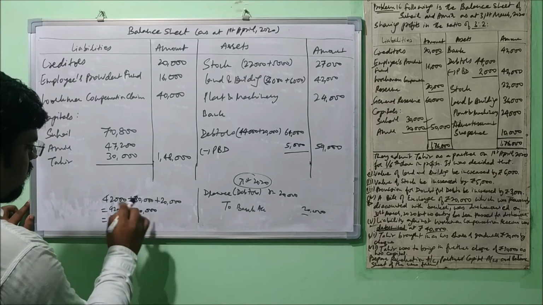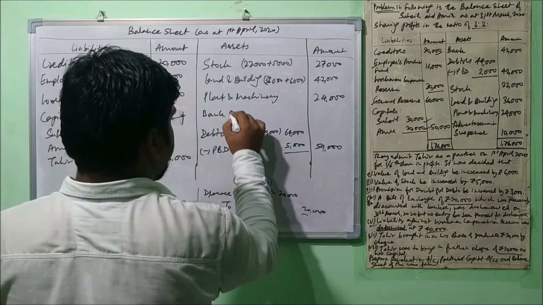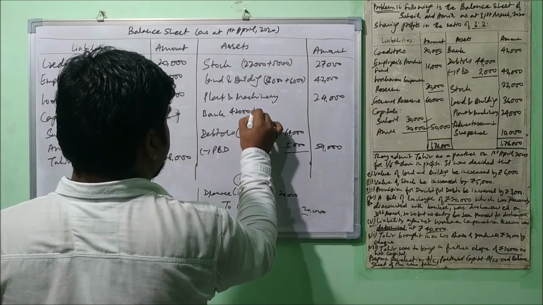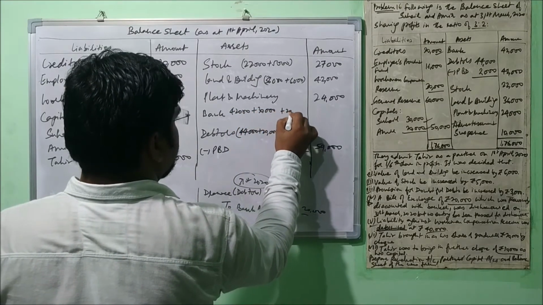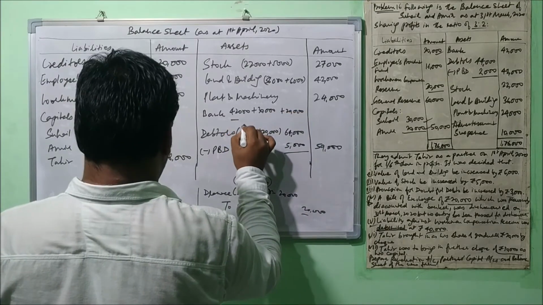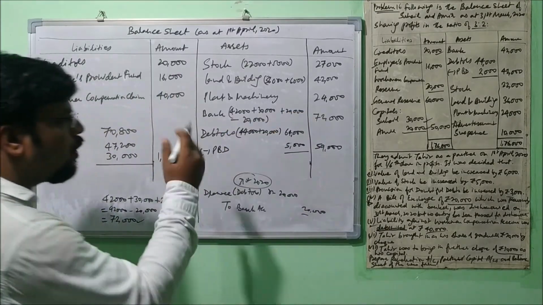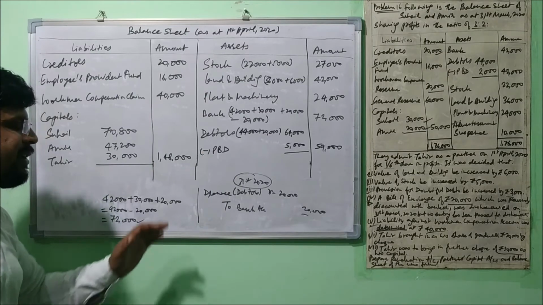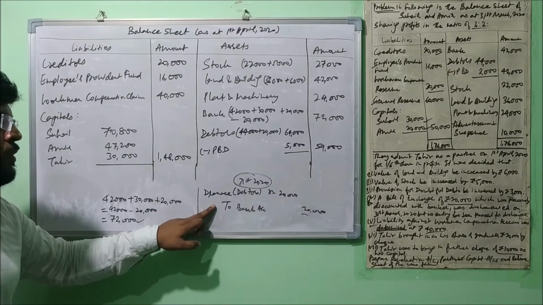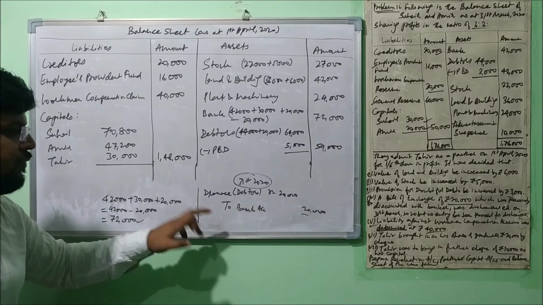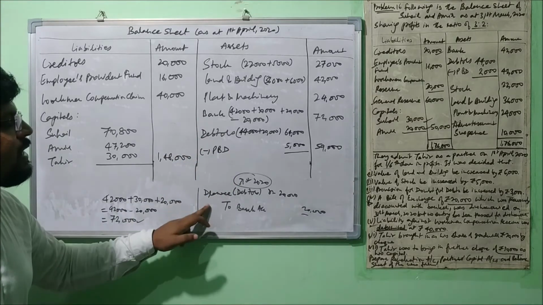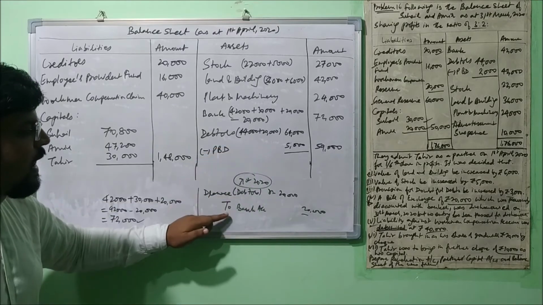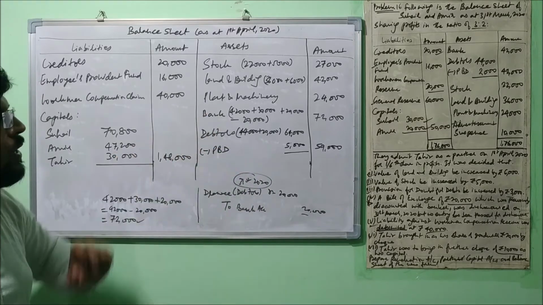So this amount of bank will be mentioned here. We can mention it here, there is no problem: 42,000 plus 30,000 plus 20,000 minus 20,000. Alright, now we can make the total. One more time, let me explain. This entry was to be done but could not be done. Now if we pass this entry, it is going to have this impact: debtors will increase by 20,000 and bank will reduce by 20,000.